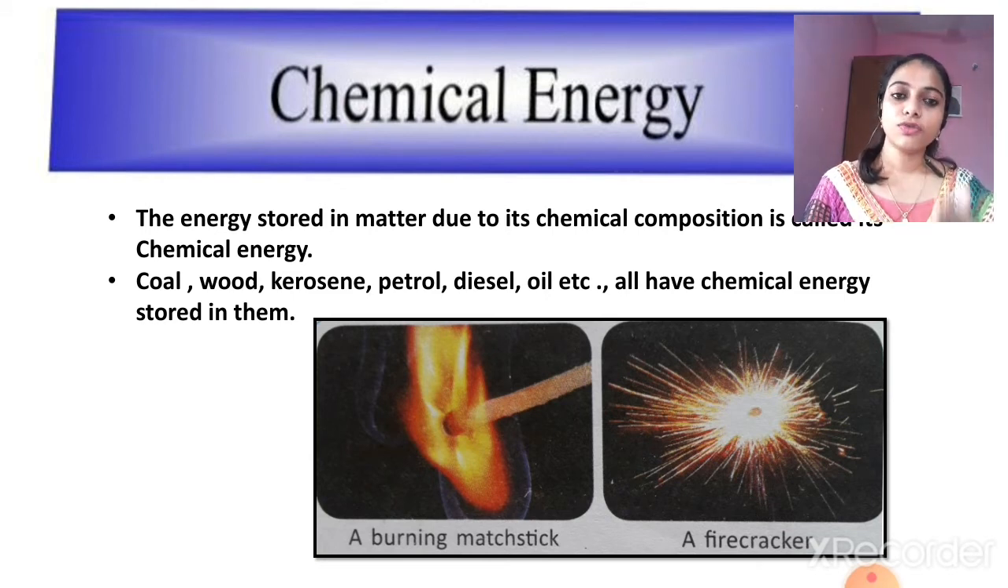Coal, wood, kerosene, petrol, diesel, oil, etc. all have chemical energy stored in them. For example, in a burning matchstick, the chemical energy is converting to heat energy and light energy, isn't it? It is due to the chemical energy inside that it is changing to another type of energy. And in firecrackers, it is the chemical energy stored in them which makes them burn, isn't it? So chemical energy is the energy stored in matter due to its chemical composition.